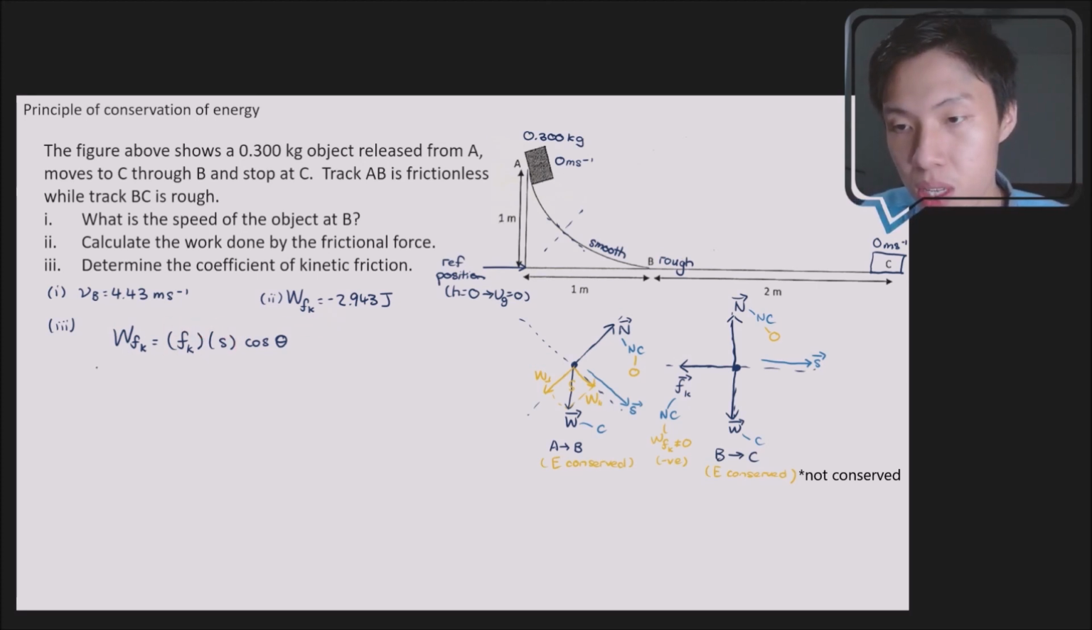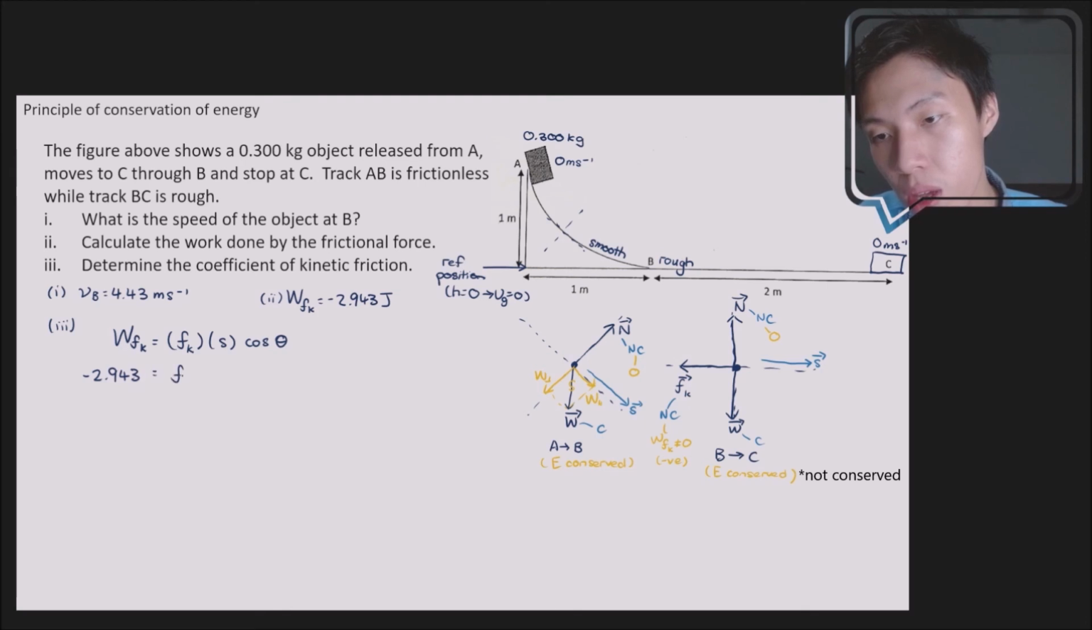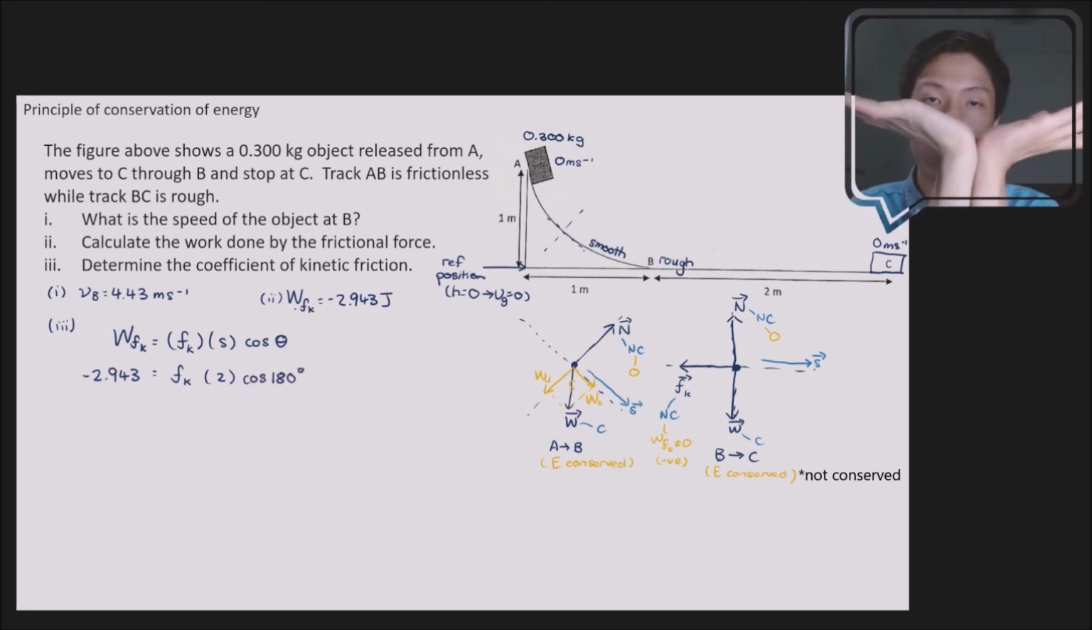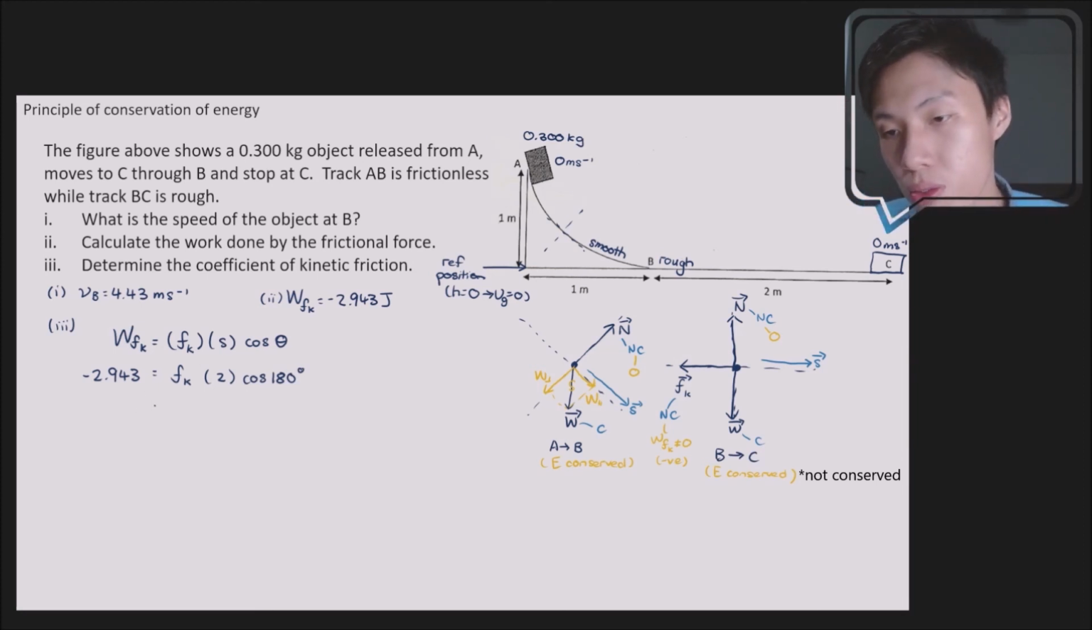The work done by kinetic friction is negative 2.943 joule and equals kinetic friction magnitude times 2 meter, which is the magnitude of the displacement, times cosine 180 degree, because these two vectors are opposite to each other. If you do your calculation, you should get the magnitude of kinetic friction to be 1.47 Newton.